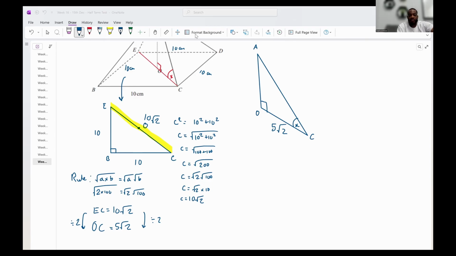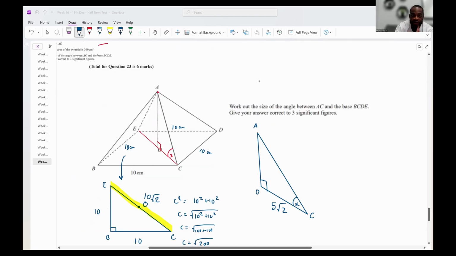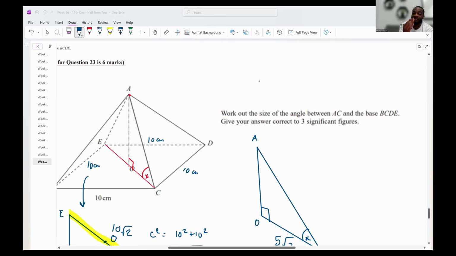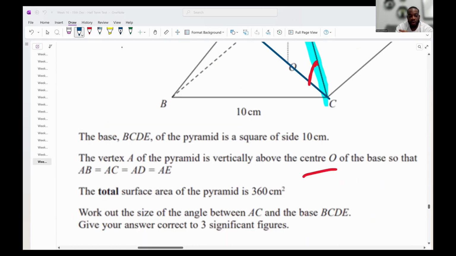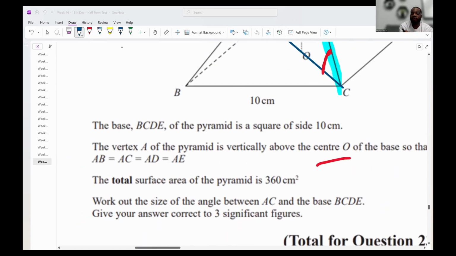Is everybody happy with that so far? Yeah? Good stuff. Brilliant. So now, what are we trying to calculate? Remember, we're trying to find out what the angle X is. So we need another side of this right angle triangle. How do we do that? Well, firstly, let's use the information given to us. They've told us that the total surface area of the pyramid is 360 centimeters squared. Now, they don't give you bits of information, especially with an area, for no reason. We have to use that somehow.